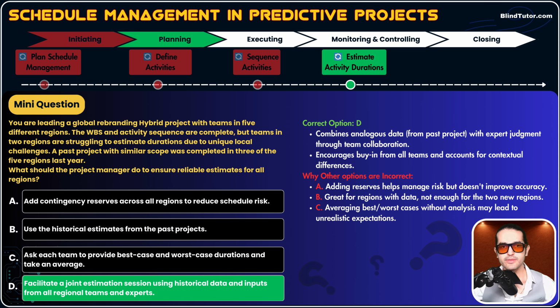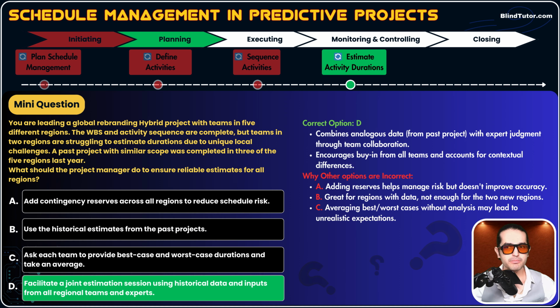Option B says use the historical estimates from the past projects. Option D also uses historical data, but remember, guys, we have 5 regions. 3 of them have historical data, and the other 2 do not. So we need to use inputs from our experts for those 2 regions. Option C says ask each team member to provide best case scenario, worst case scenario.